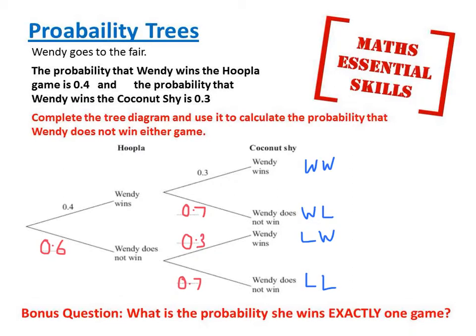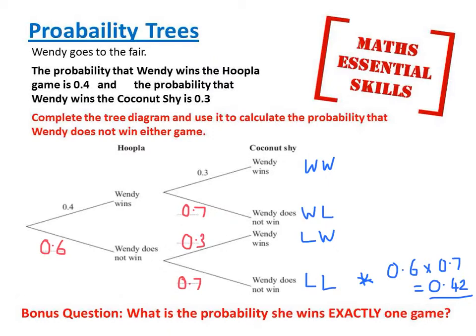So to work out the probability she does not win either game, I need to work out the probability at the end of this branch here. So I simply multiply the two probabilities. 0.6 times 0.7 is 0.42. And that's my answer. That's the probability that Wendy loses both games.